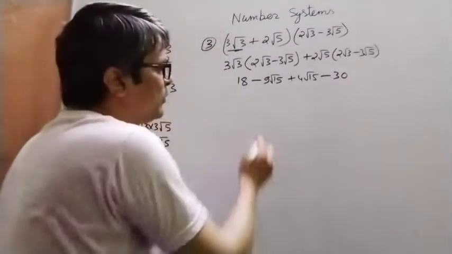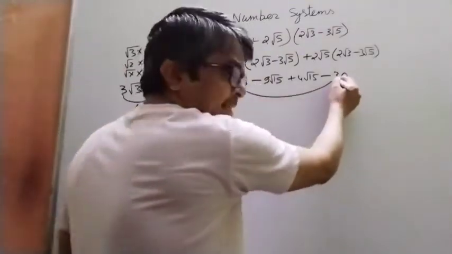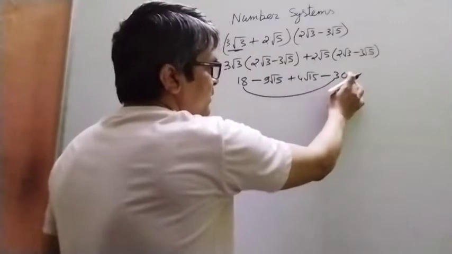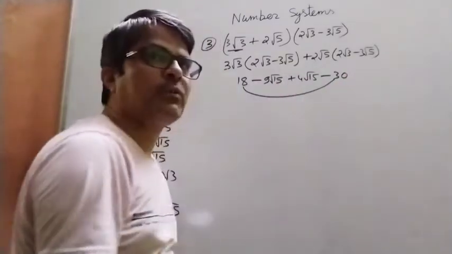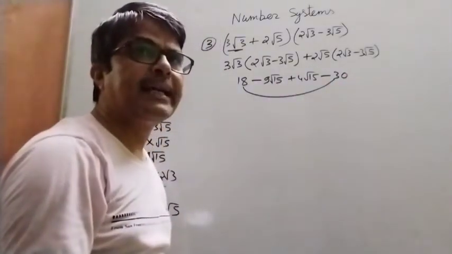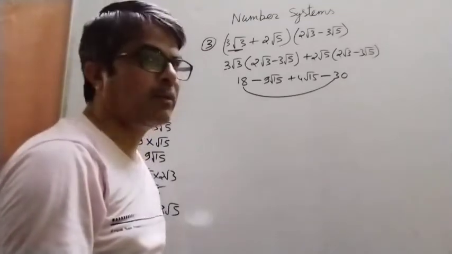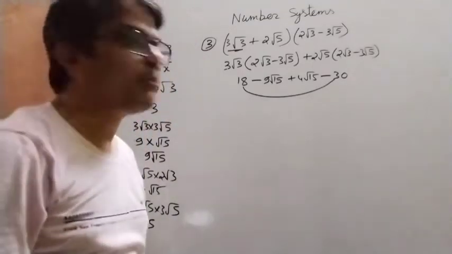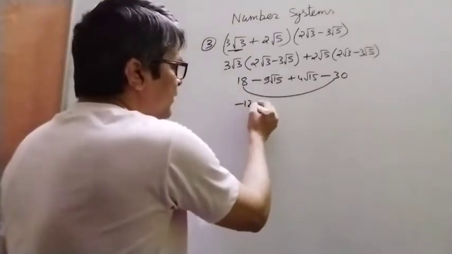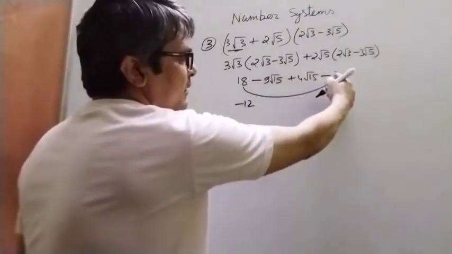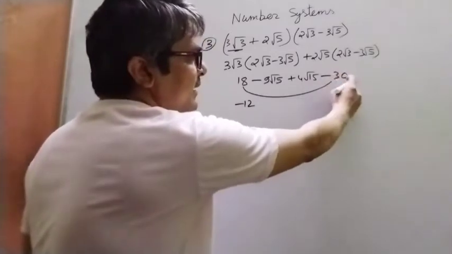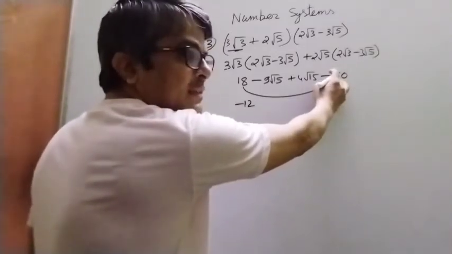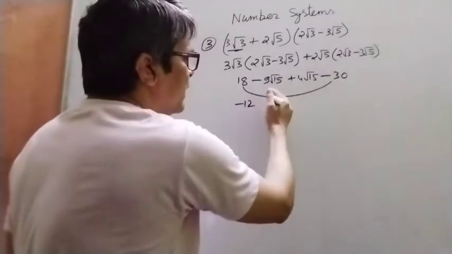Now what will you do? These two terms are like terms. You will simplify it. 18 minus 30 is equal to minus 12. Why minus? Because the number which is larger is signed with minus. Okay? And here, what will be the answer?